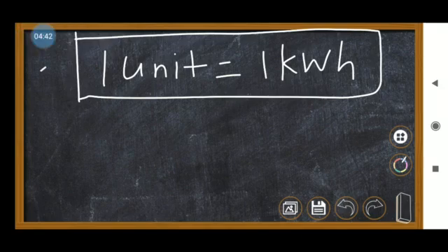Okay students, 1 commercial unit equals 1 kilowatt hour. That means if a particular electric device runs for 1 hour, that is how much energy is consumed, at the rate of 1000 joule per second. Anyway, we will work out some problems.